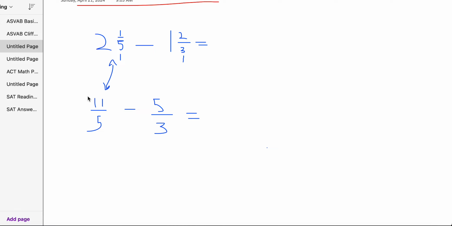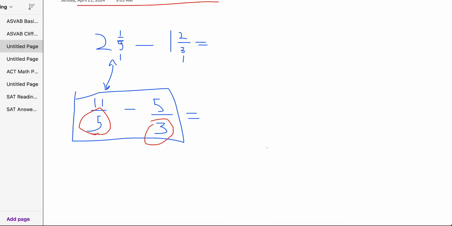Now that we've converted these two into proper fractions, you'll notice they still do not have the same base, so we cannot carry out the subtraction. Before we can subtract, we need the same base. The way we do that is we take this 3 and multiply by 11 and by 5. So 11 times 3 would be 33, and 5 times 3 would be 15.